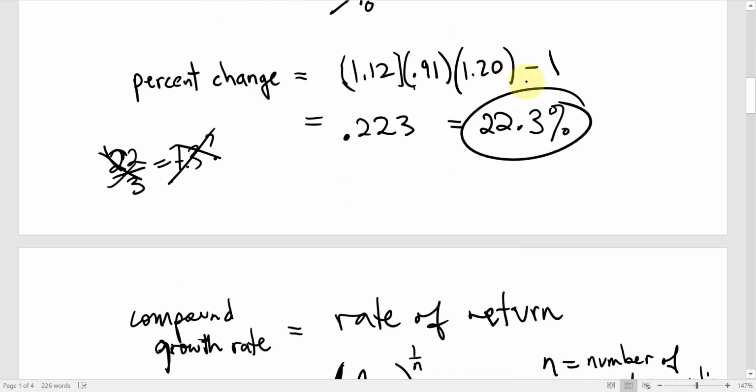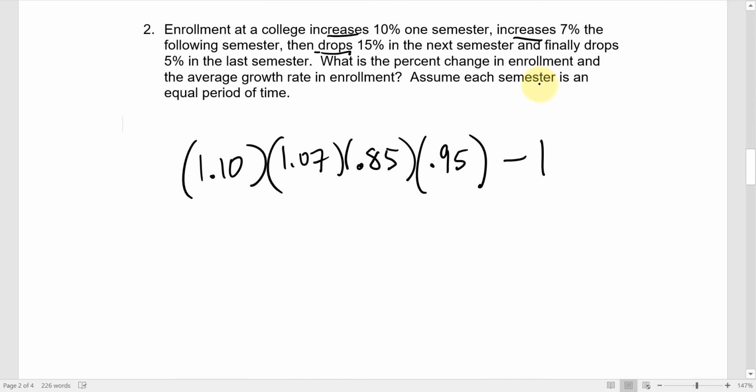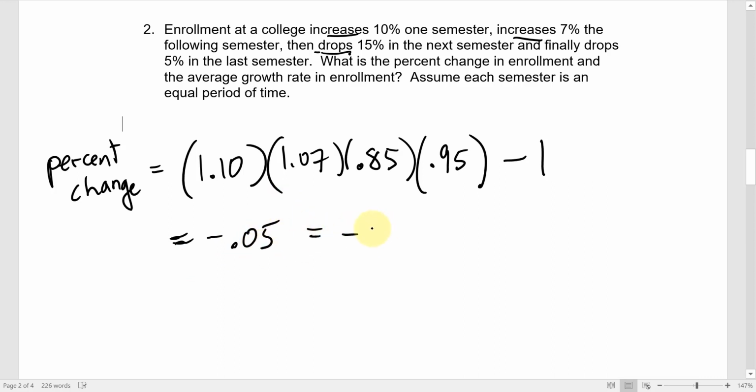Just like that. So in this example, this is our percent change. And typing all those in, you get about negative 0.05. Let's round it off. Negative 0.05. So negative 5%, roughly.